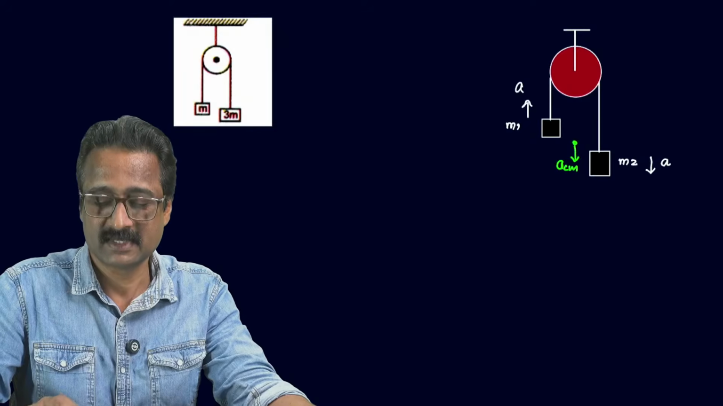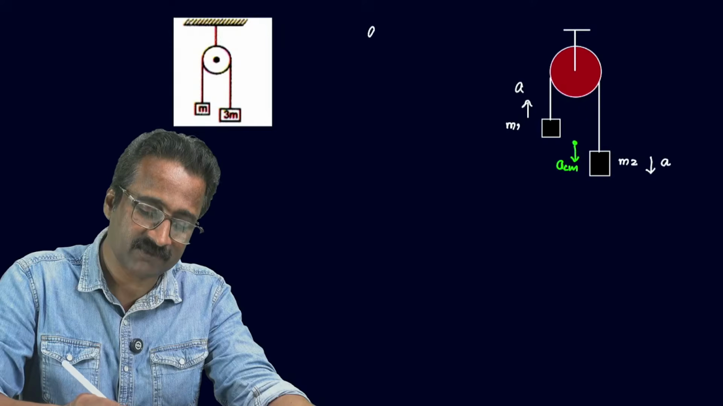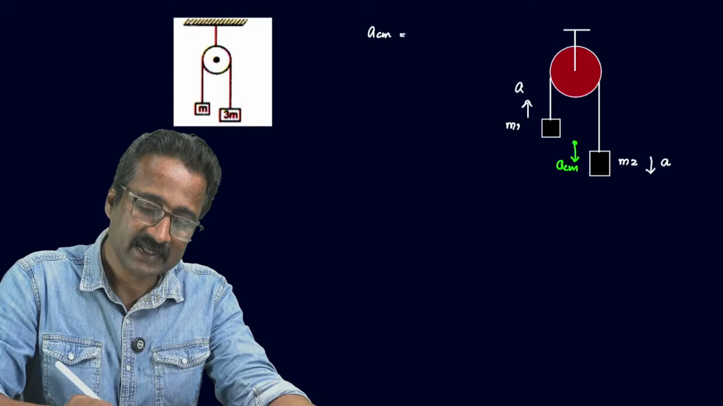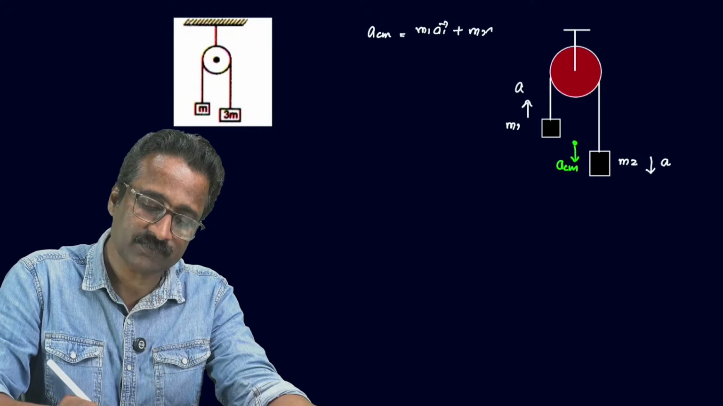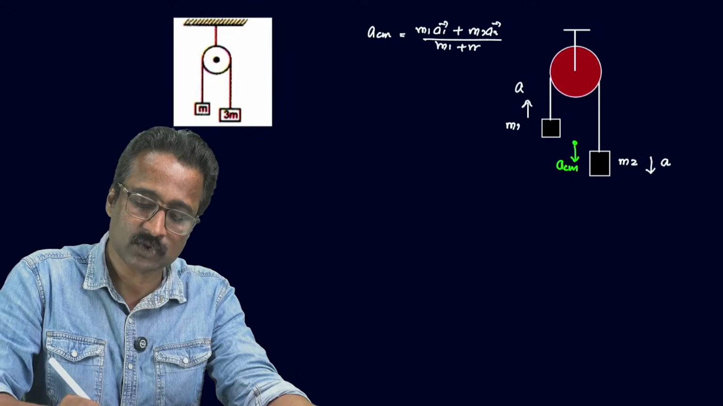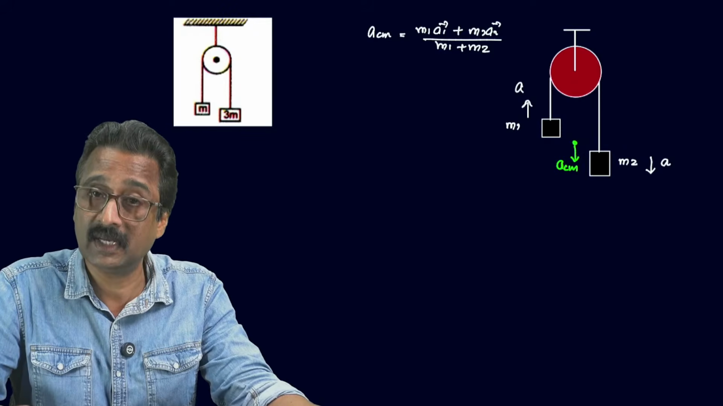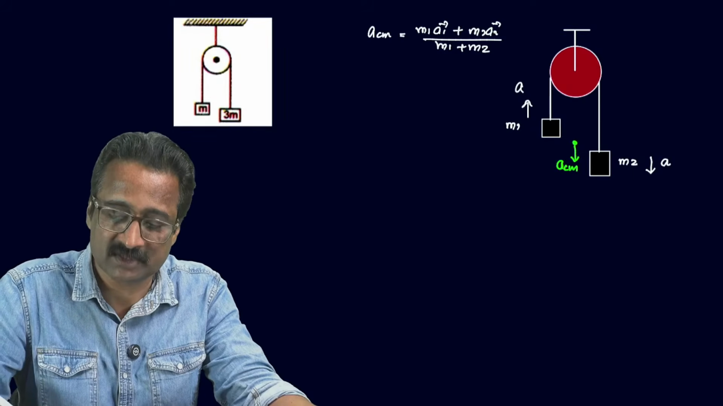That's what they ask. Now, acceleration of center of mass is also given by a very similar expression. If you have forgotten, here is my reminder. ACM is equal to m1 a1 plus m2 a2 divided by total mass m1 plus m2. That's also a very similar equation. But we need a for all these. What is the value of acceleration? That is to be determined first.